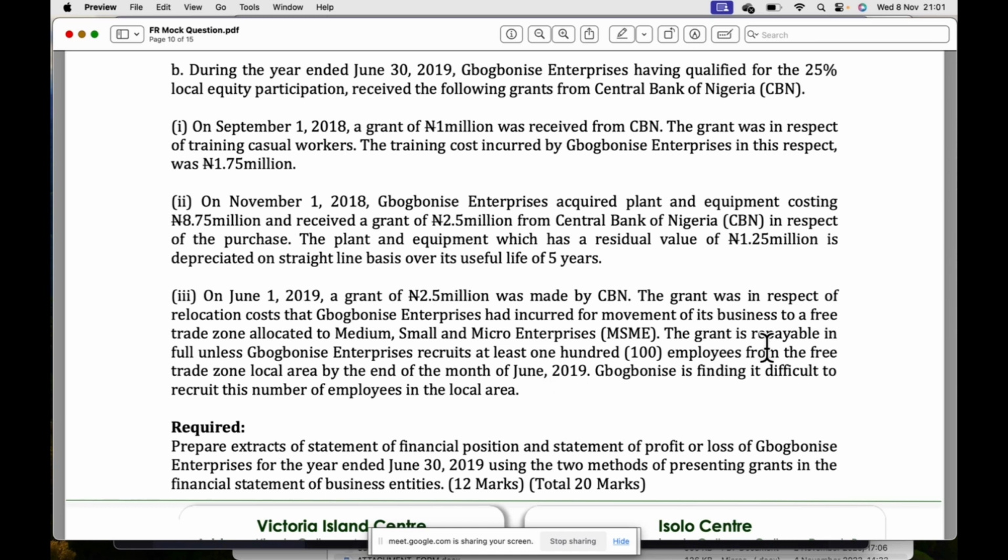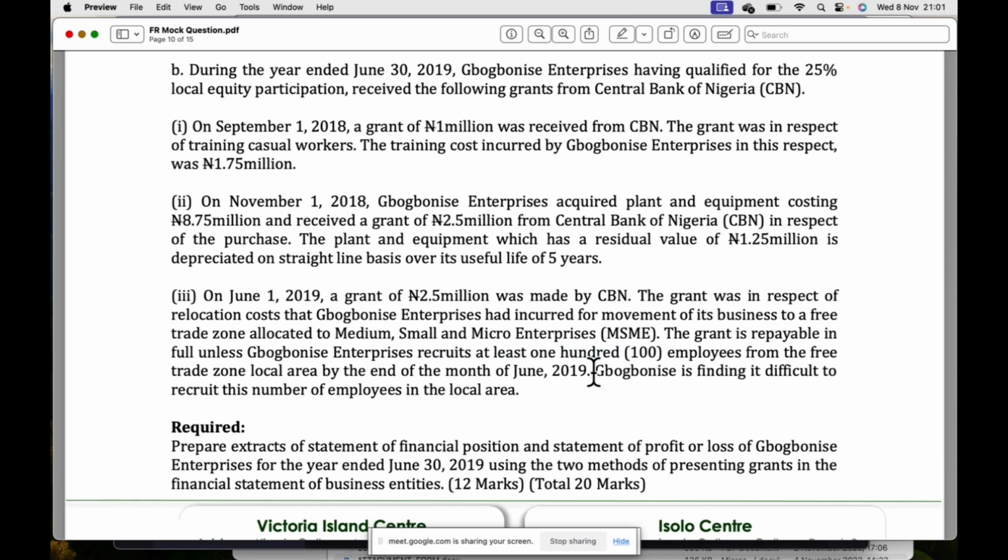But again, this condition here, they are telling us that you cannot meet it. For that reason, you will not be able to present this amount either as a separate line item or by netting off against related expense. That cannot happen here. The only thing that can happen here is that he's going to present this money he has received as a liability. We just put it as a liability, as a grant repayable, because of this last paragraph. They said he's finding it difficult to recruit the number of employees, because the condition is that he must recruit 100, but now he's finding it difficult.